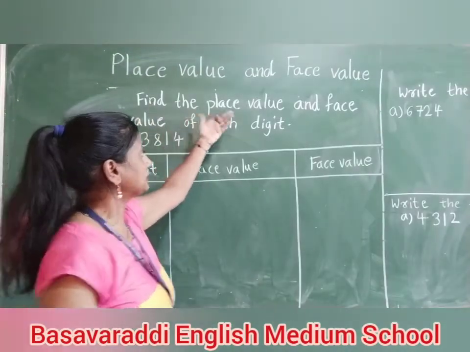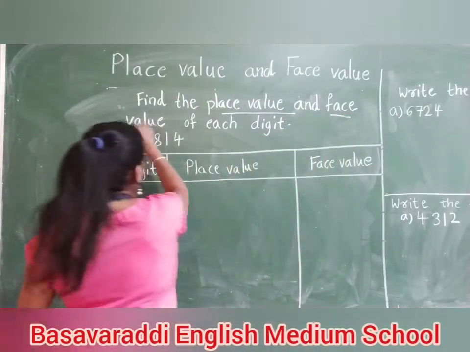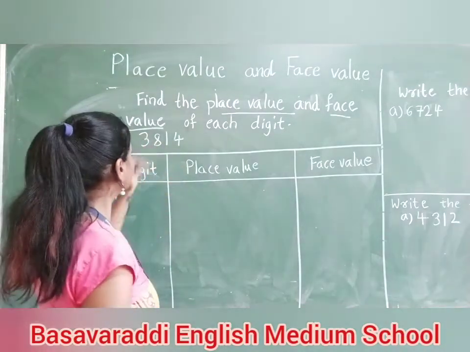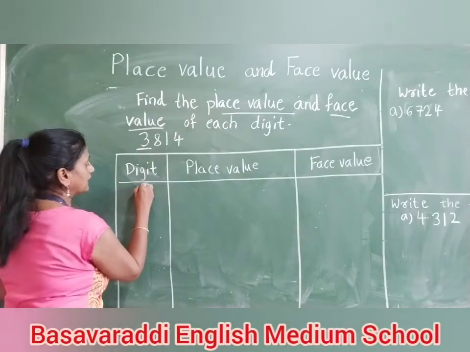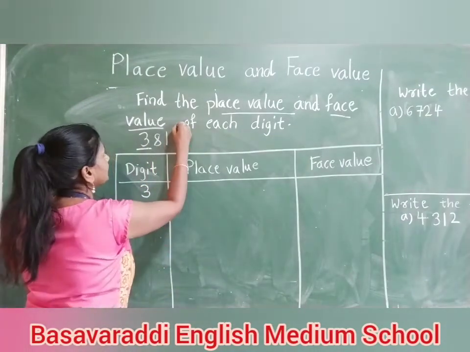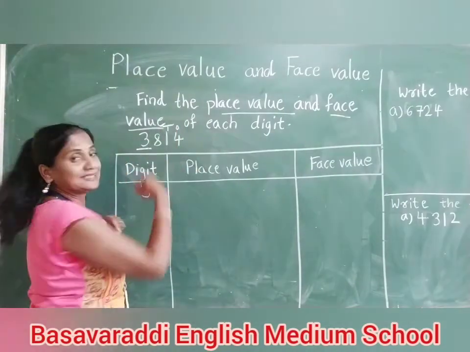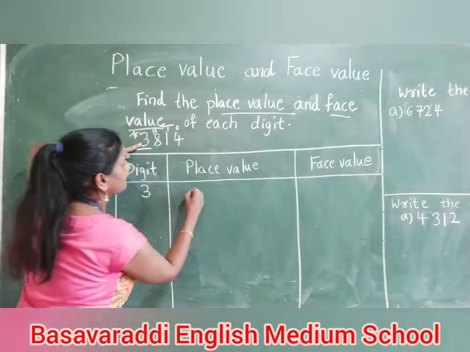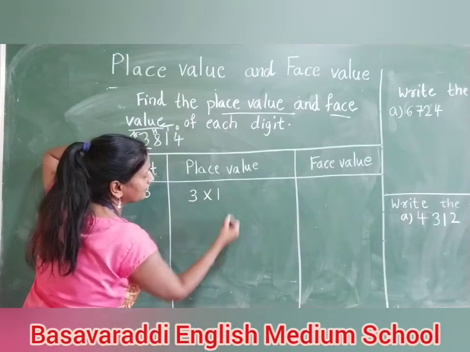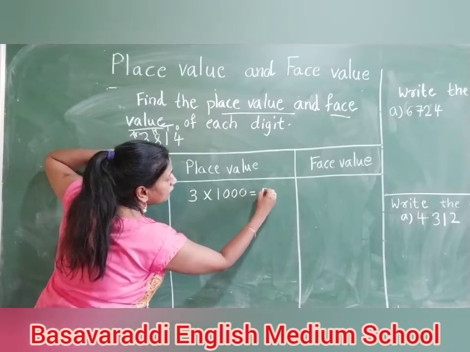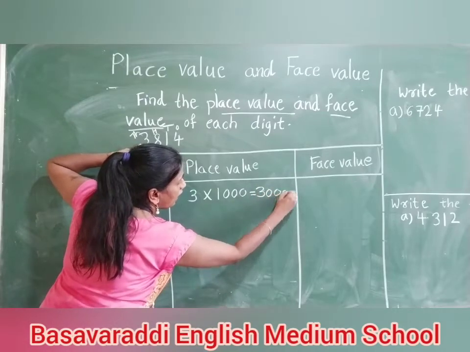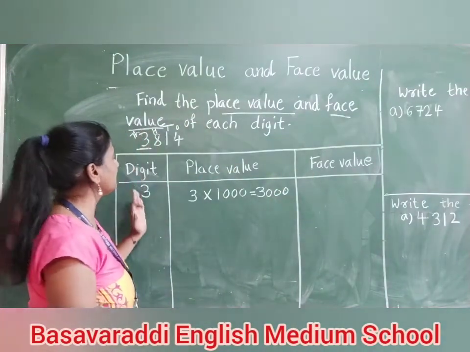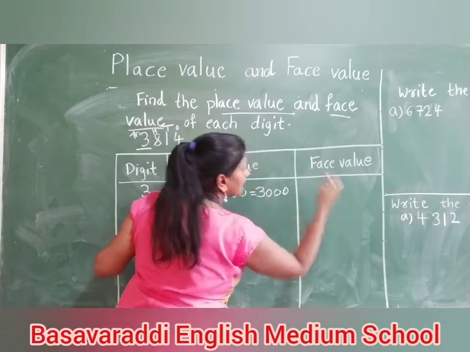Now find the place value and face value. So here it is 3814. Now we will move on to the digit 3. This is the 1's place, 10's place, 100's place, and 1000's place. This is the 1000's place, so we multiply by 1000. 1000 has 3 zeros, so the answer is 3000. Now I want the face value. Face value means the digit itself, so 3 is the face value.